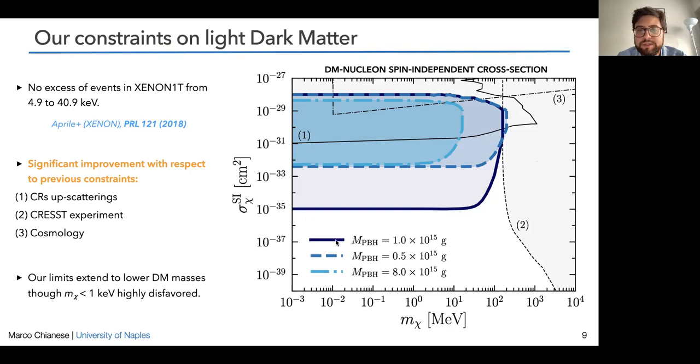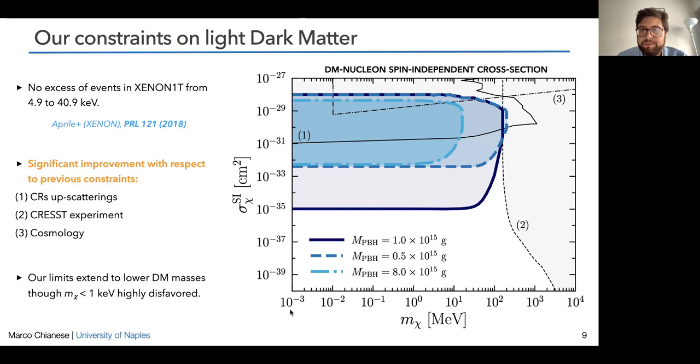Let me also stress that these constraints here apply even to lighter masses, so they extend to dark matter masses lighter than 1 keV, but in this mass range, for fermionic dark matter particles, there exist very strong constraints. So this is why we show this constraint only up to 1 keV.